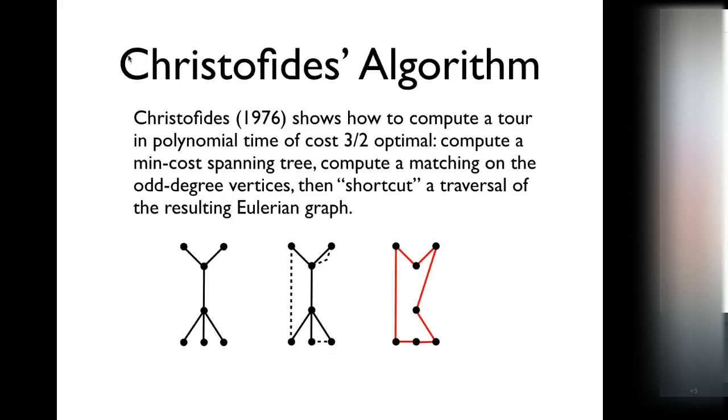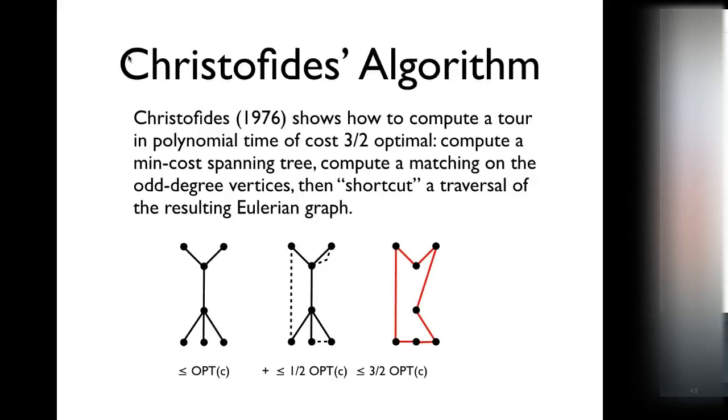Now, to prove that this is at most 3/2 times optimal, the first thing to note is that the cost of the min-cost spanning tree isn't more than the cost of the optimal tour, and this is pretty easy to see. Take a tour, pull out an edge, you have a spanning tree. So the min-cost spanning tree isn't more than that. And then it's not too much harder, actually, to prove that the cost of the matching is at most half the cost of the optimal tour. So those edges together give you something that's no more than 3/2 times the cost of the optimal tour.